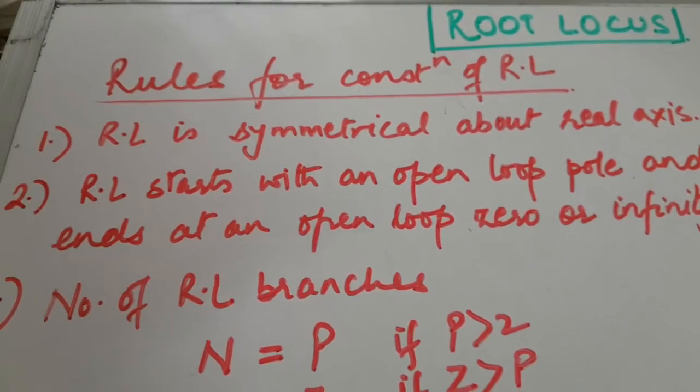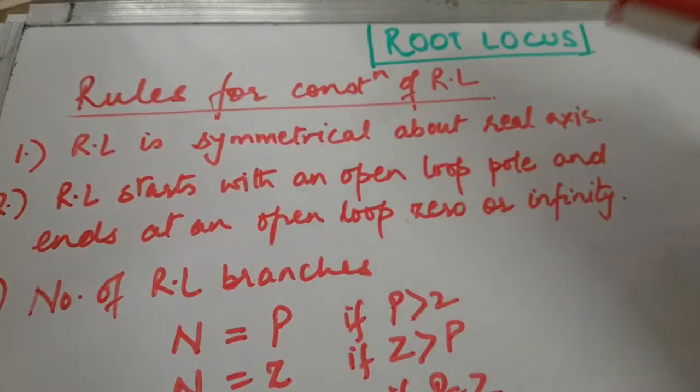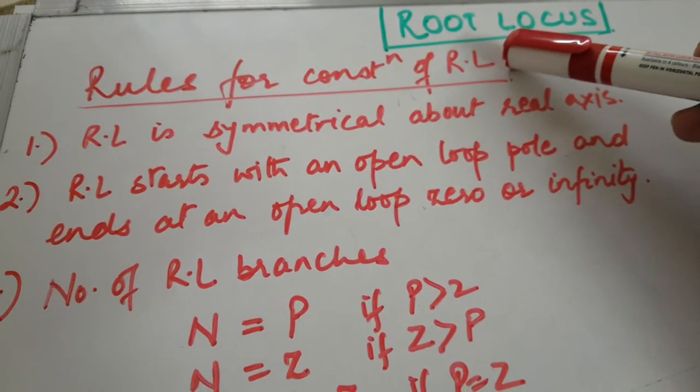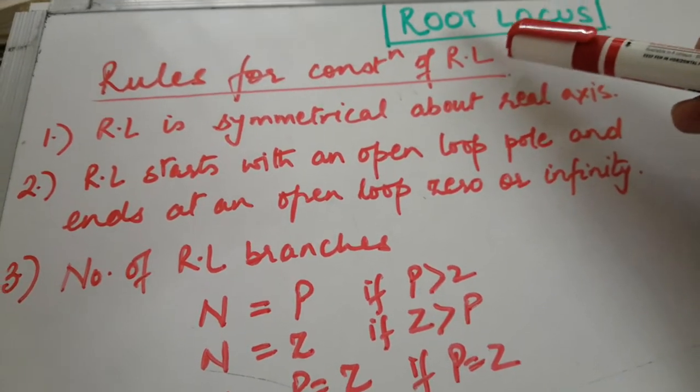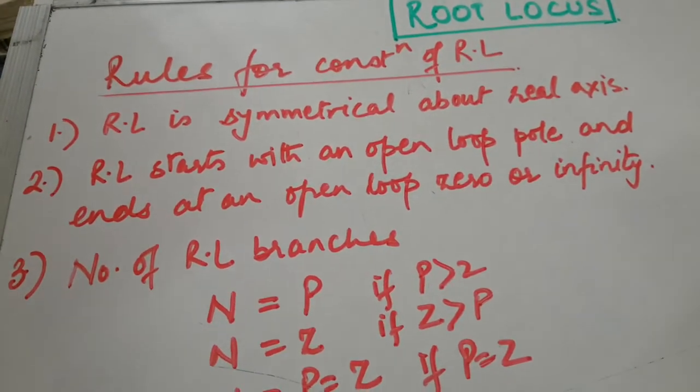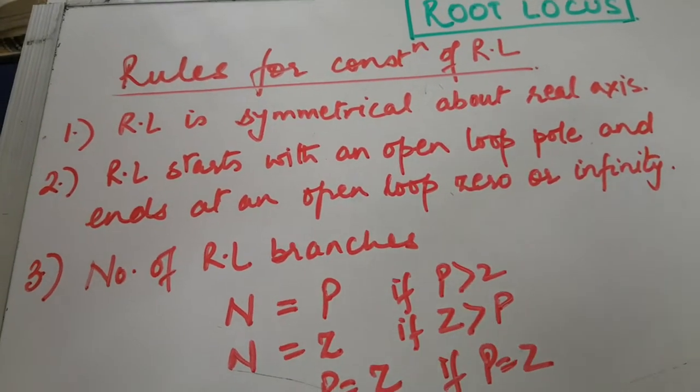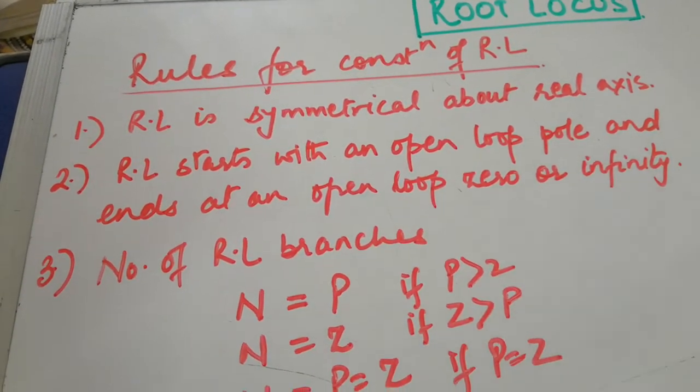So to solve the problem of complexity, we are provided with a set of rules for the construction of root locus, so that we can see how the roots of any characteristic equation move as the value of K is varied.